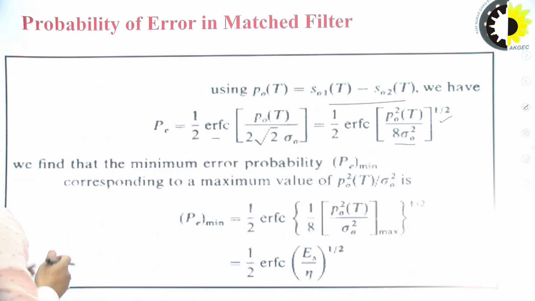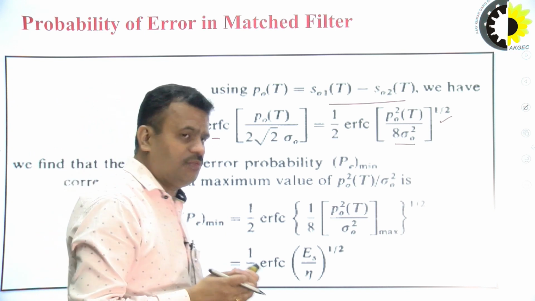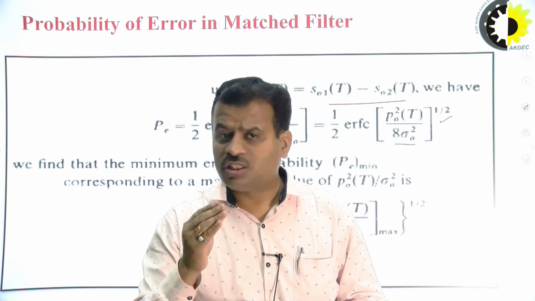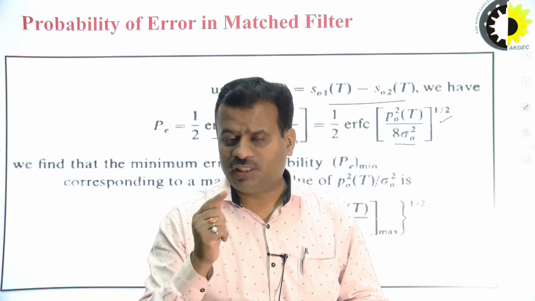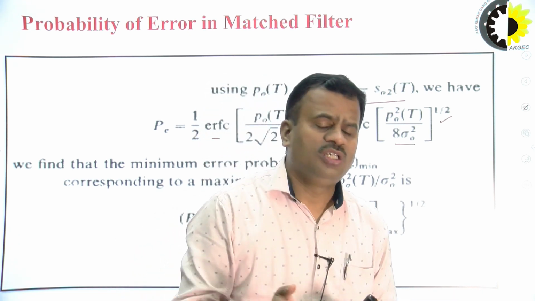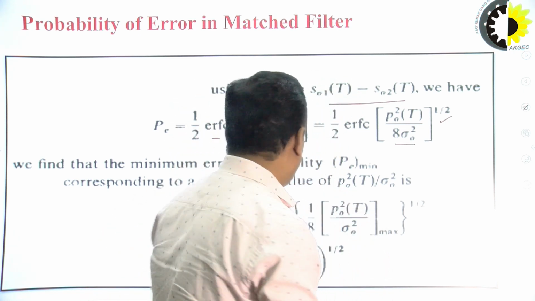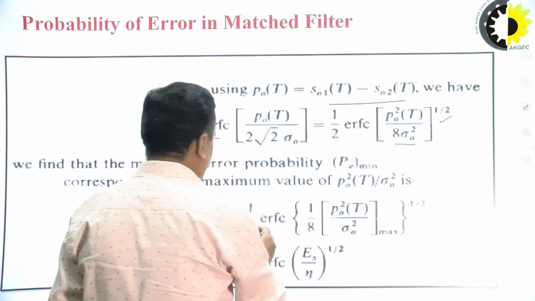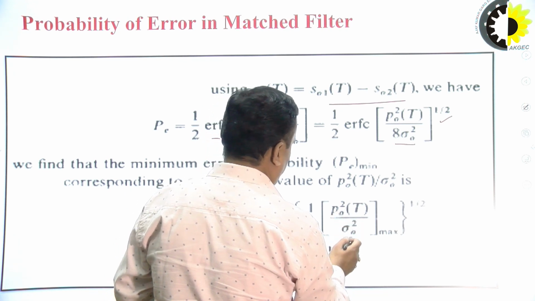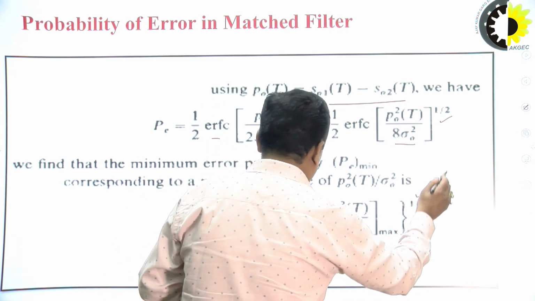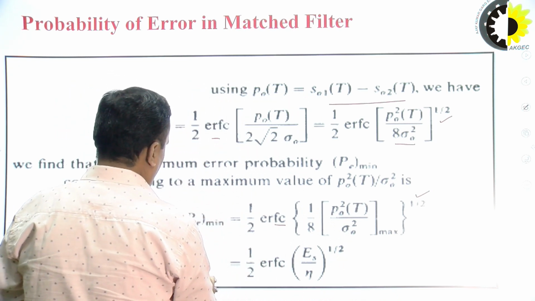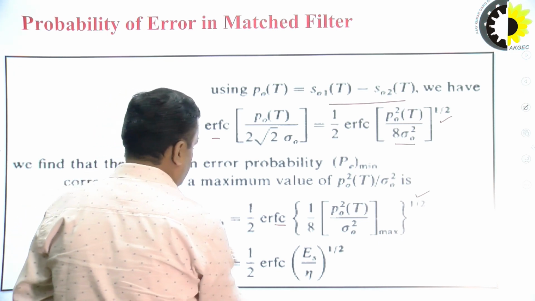So we find the minimum probability. If we want to achieve minimum probability, then your signal to noise ratio will be maximum. If the signal to noise ratio is maximum, then your error will be minimum, obviously, because these two are inversely related. So here Pe minimum is 1/2 erfc, the complementary error function, of (1/8 p0^2(T) upon sigma^2, maximum) to the power 1/2. If I reduce this, it will be in terms of the energy of the signal.